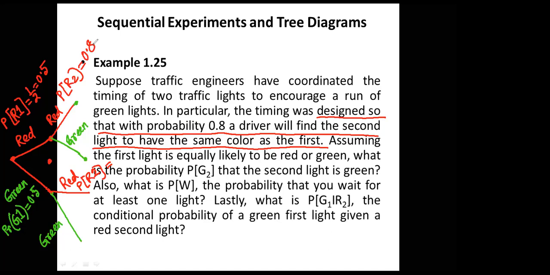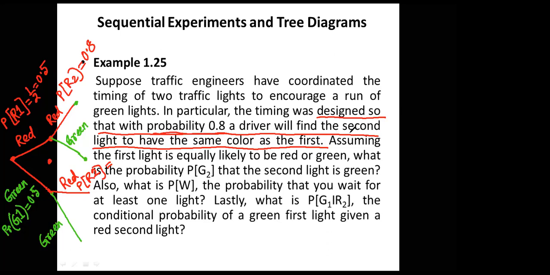But sir, shouldn't red plus green equal 0.8? No, not plus. The wording in the question is really confusing. Remember one thing: they have told it in the next line that the first light is equally likely to be red or green, which means the first one is 0.5. But the timing was designed so that with probability 0.8, a driver will find the second light to have the same color as the first light. You have to find the probability of the second light.